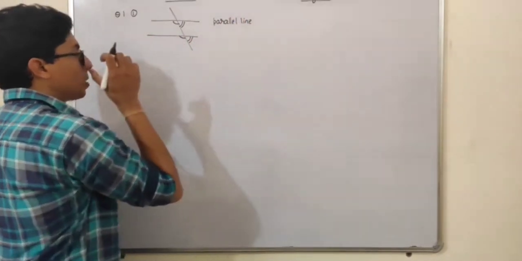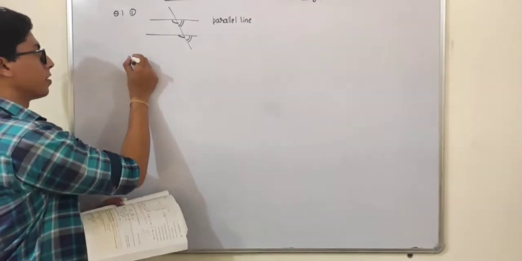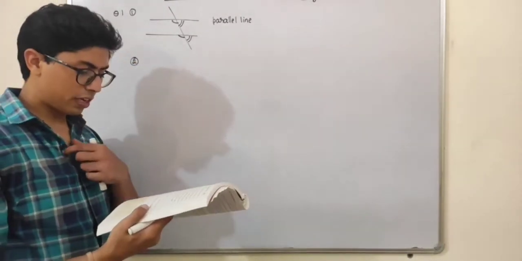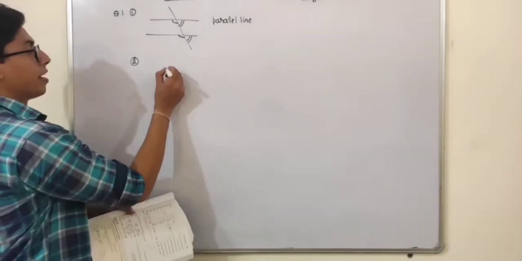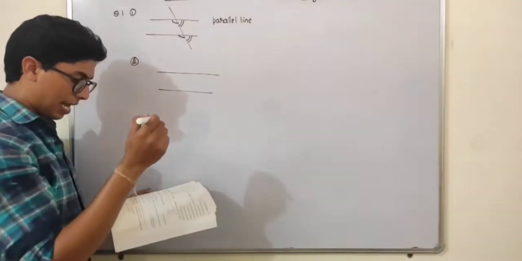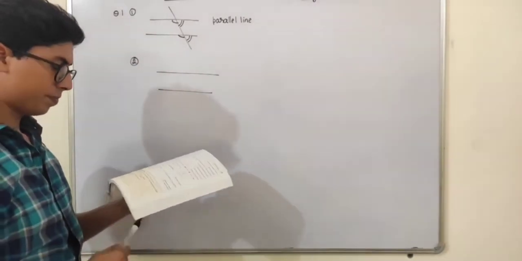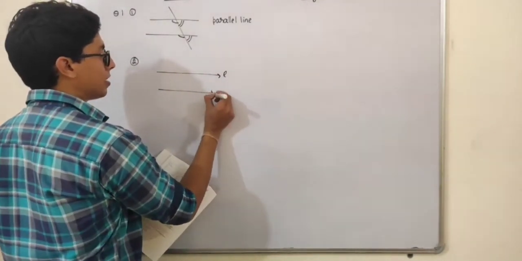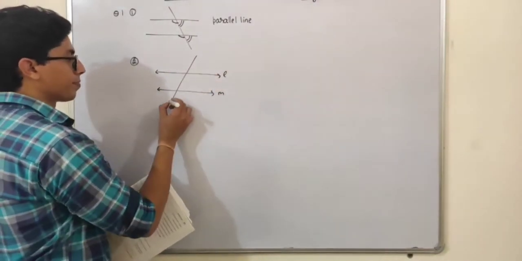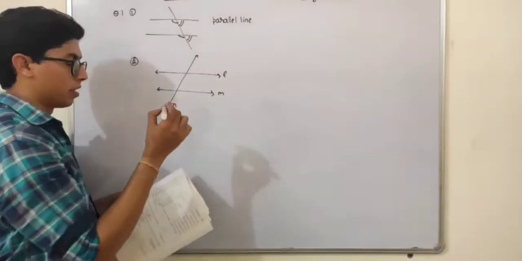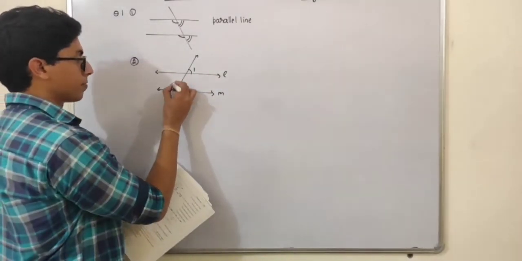Okay, students. So the second part of this question: in the given figure, L and M, N is the transversal. The figure is given in the question. L is parallel to M, students. This line is L, this line is M. It is given in the question. And a transversal is there, and the name is N, and the angles are 1 and 2, students.